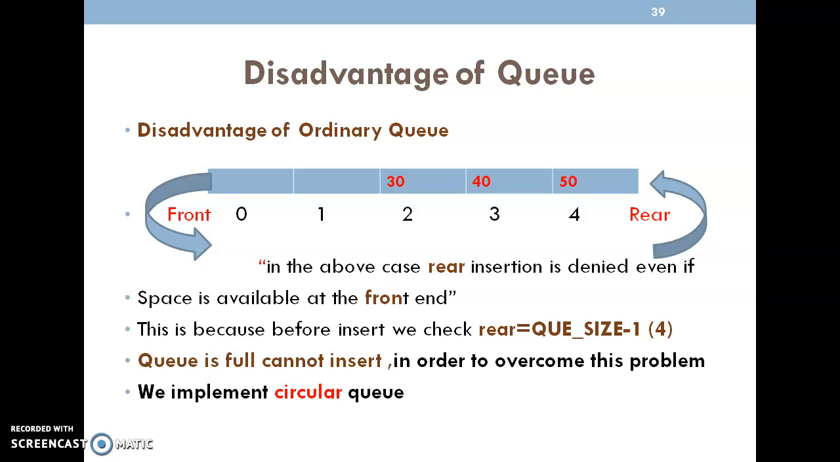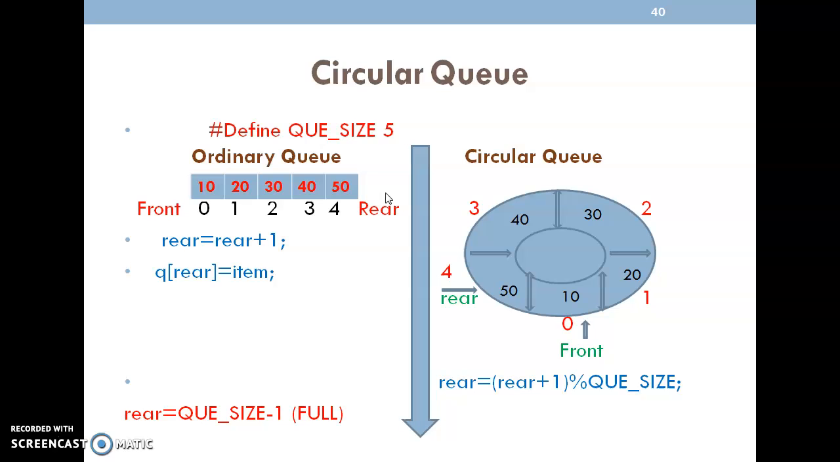In order to overcome this problem, we go for the circular queue. We can utilize these spaces. Even though the rear reaches the end, we are able to insert the element at the 0th and 1 position. See, in this example, all five elements are inserted. In order to insert the element, what we are doing is rear equal to rear plus 1. In that rear position, we insert an item.